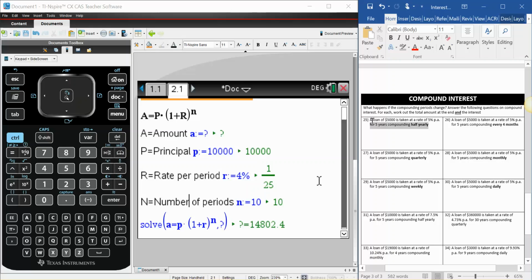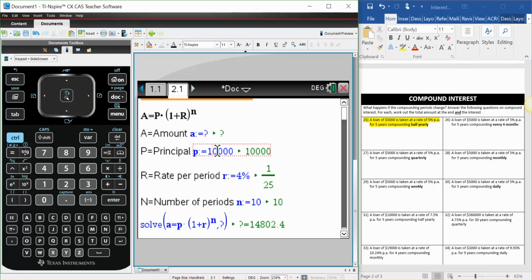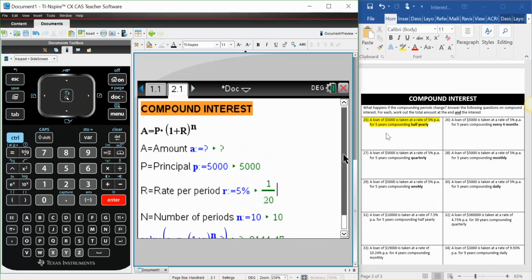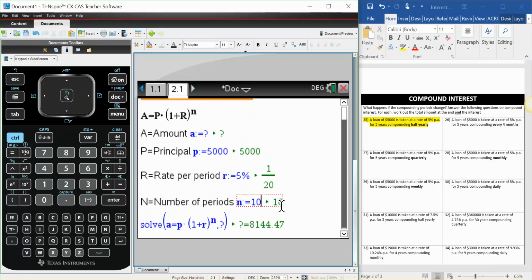So let's take this first question as our example. A loan of $5,000 is taken at a rate of 5% per annum for 5 years, compounding half yearly. So we change the principal to 5,000. We change the rate to 5%. The number of periods, the number of years, is 5. But then what we have to do is add another variable, and we're going to call it F for frequency.